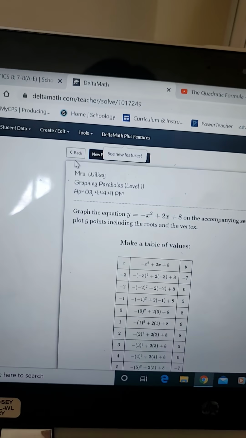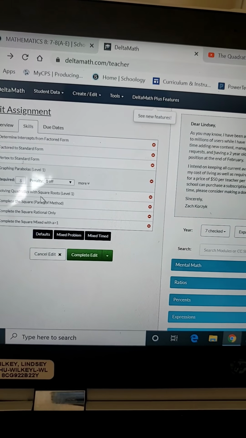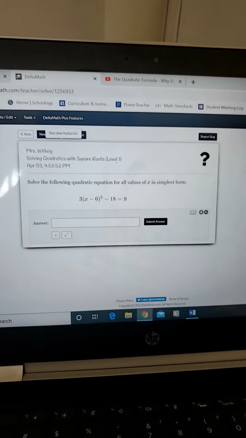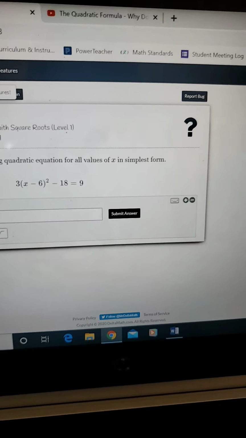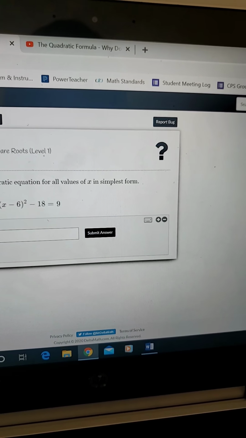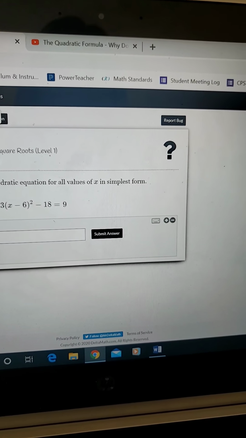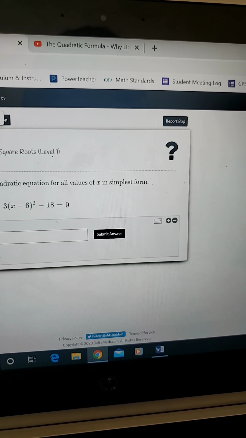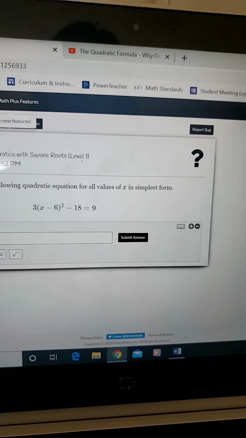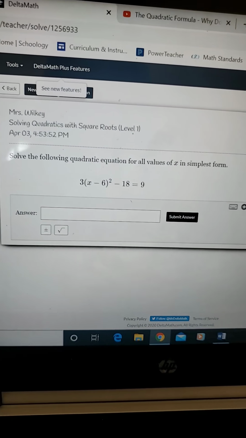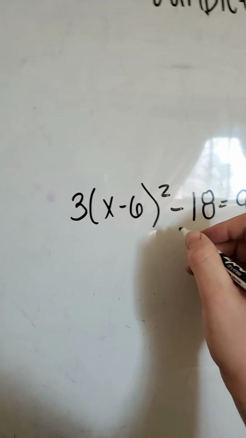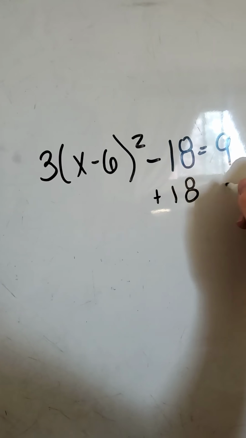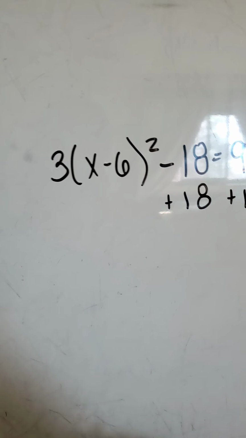All right. Now I think we're finally at our completing the square question. Oh, no, this one. Oh, these are easy for you, I bet. Solve the following quadratic for all values of x in simplest form. So we have negative 3 times (x minus 6) squared minus 18 equals 9. It wants you to solve with square roots, which means we're just going to wind up taking the square root of both sides. So to do this, I'm going to add 18 to both sides.